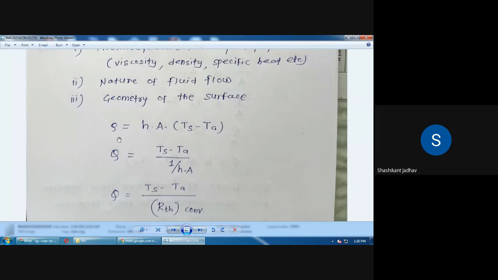What is the equation of Newton's law of cooling? Q is equal to H into A into bracket Ts minus Ta. Write down Q is equal to H into A into bracket Ts minus Ta.